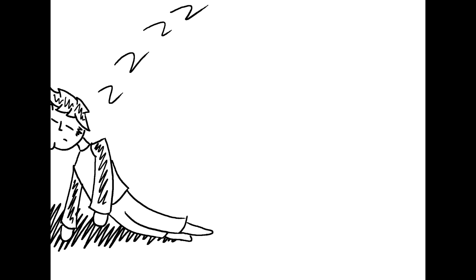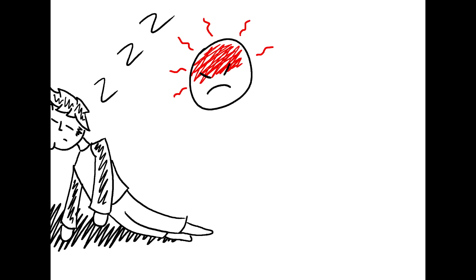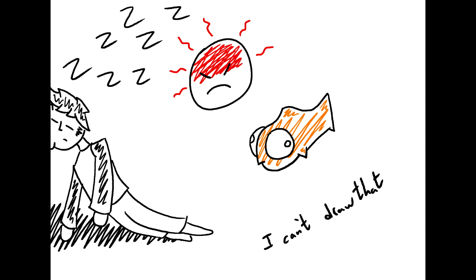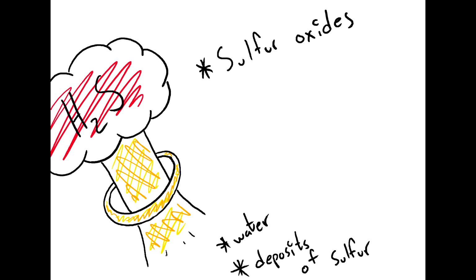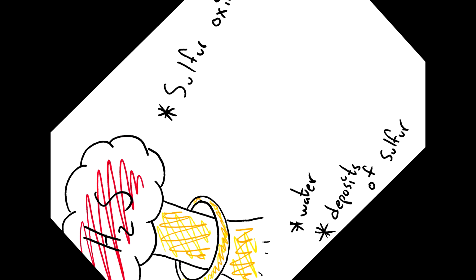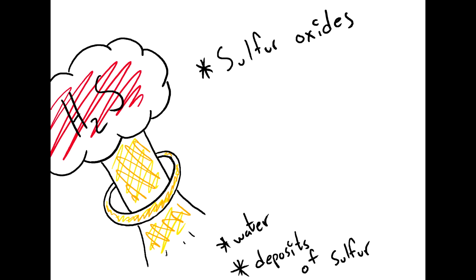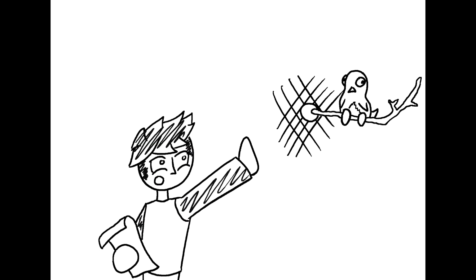If someone experiences enough exposure to hydrogen sulfide to become unconscious, they may experience long-term effects including headaches, reduced attention span, and motor function problems. When hydrogen sulfide combusts, it creates sulfur oxides, mainly sulfur dioxide, water, and deposits of sulfur.